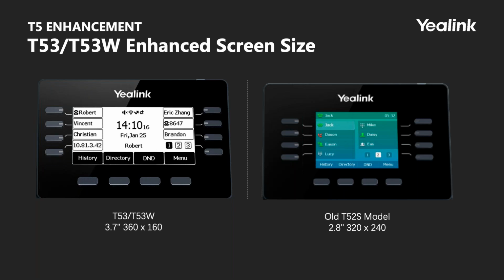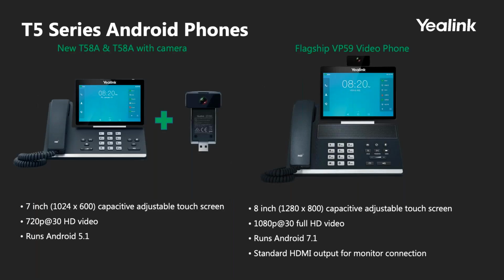It's not a huge jump, but it is quite large if you consider the scale that we're working within. So that's been a nice transition, as well as there's more standard design features between the 5 series, but also a bigger, clearer picture on the screen. I briefly mentioned this when we looked at the overall T5 series, but both the 58A and 58A with camera and the VP59 support and run an Android operating system. It's 7.1 on the VP59 and 5.1 on the 58.